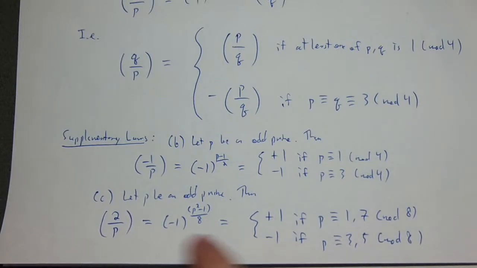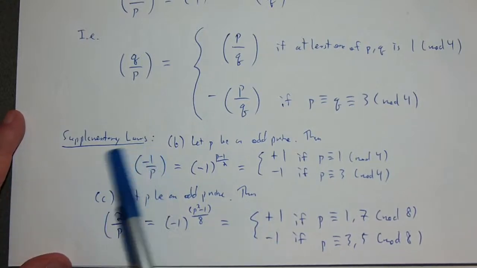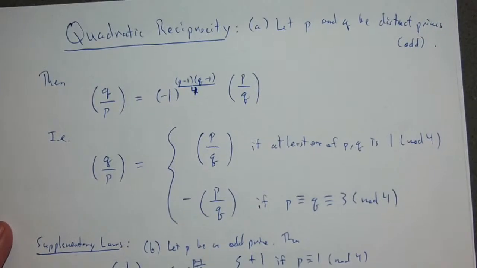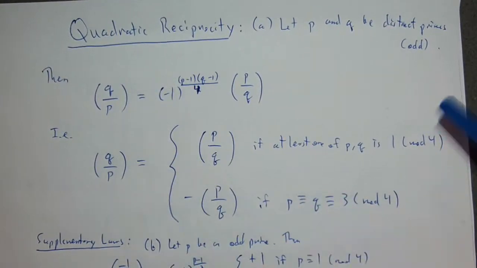All right. So these are called the supplementary laws, or specifically the supplementary laws for -1 and for 2. And the statement of quadratic reciprocity is this main bit that I've listed in part A.